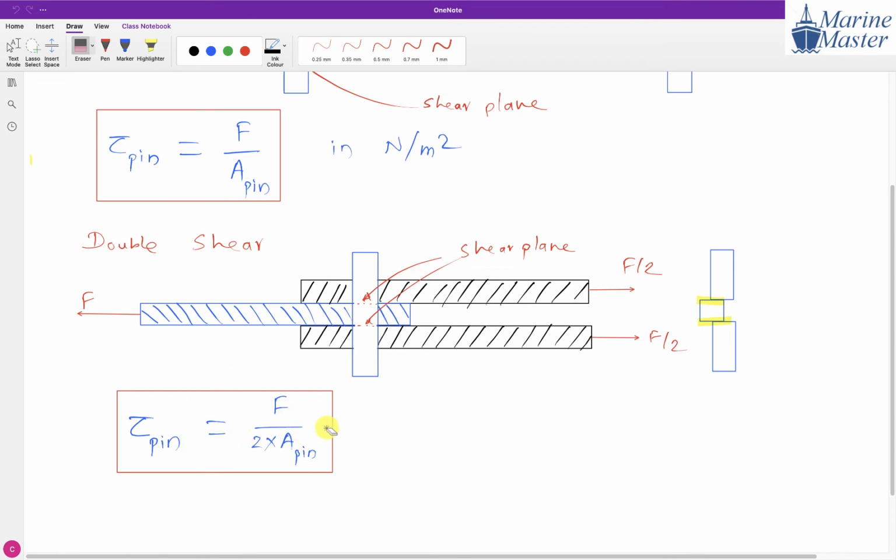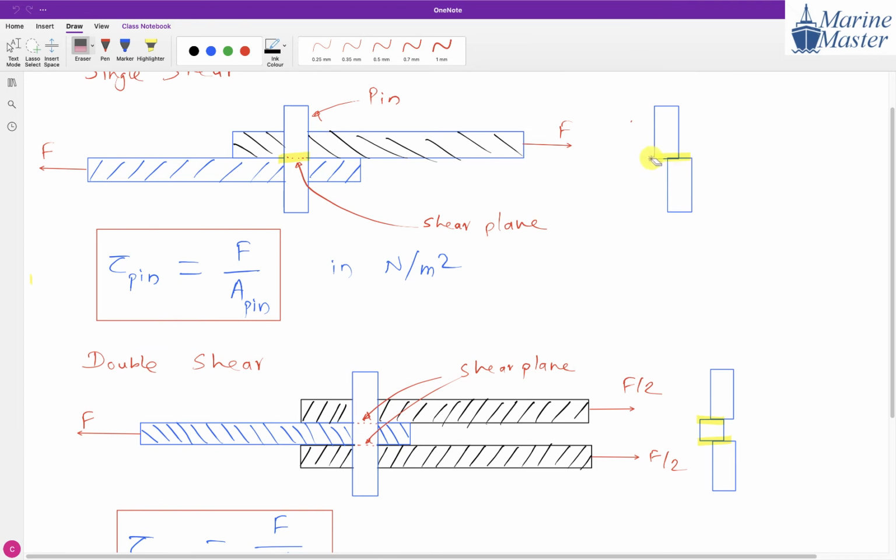So while calculating shear stress, we have to consider 2 times the area of the pin, one single area multiplied by 2, because here we have two shear planes. So that is the meaning of double shear. In this case the pin tries to deform like this, so shearing takes place like this. In case of single shear, only like this. In case of double shear, like this.